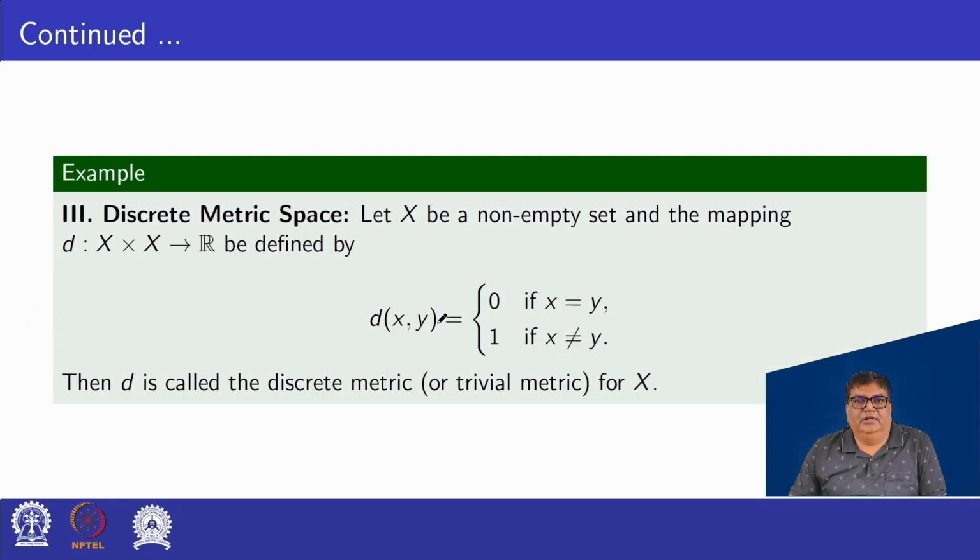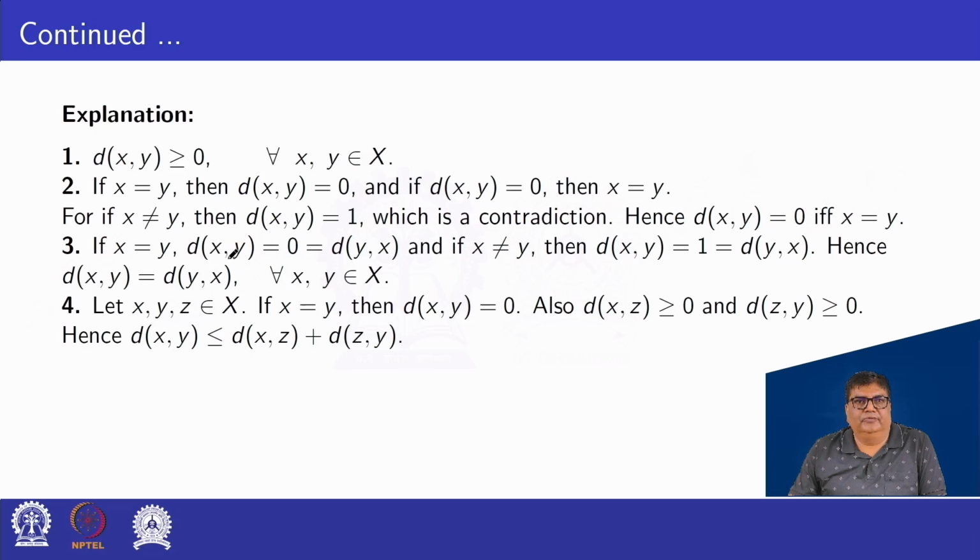So dxy is equal to 0 if x is equal to y. This can be written as: if y is equal to x, then dyx is equal to 0. Both are true. So if x is equal to y, that is dxy is equal to 0, which is equal to dyx. If x is not equal to y, then dxy is equal to 1, which is also equal to dyx.